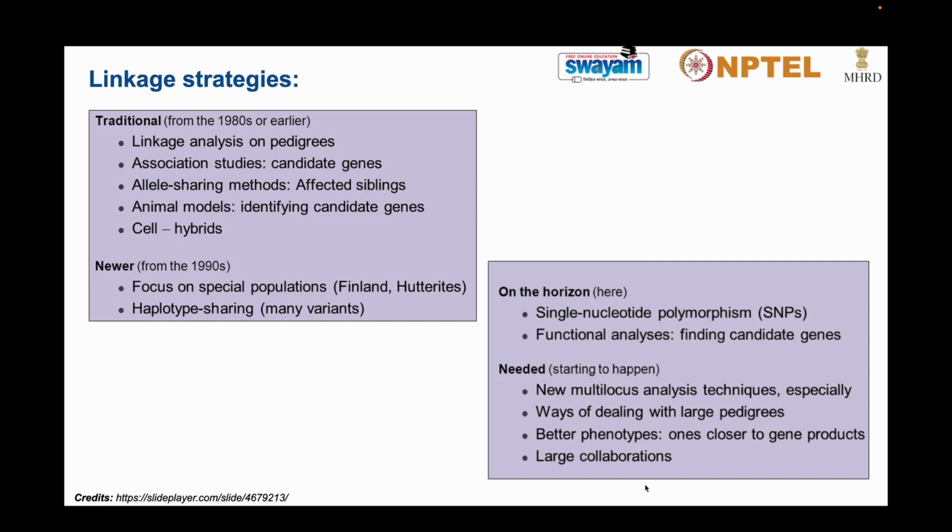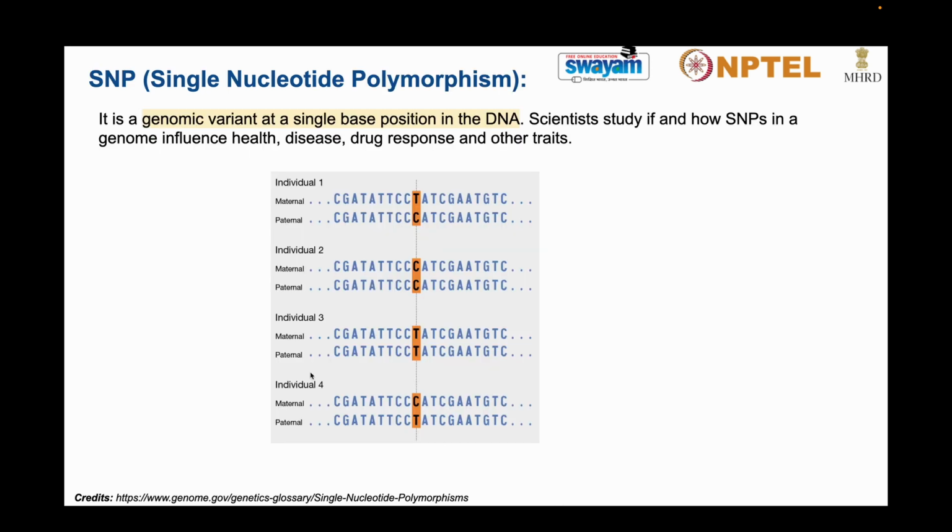So now in a short time we can see new approaches coming up, but now let's discuss the variations, because we have studied the complex diseases. So now let's see what the variations are. One term that you have heard just now is the SNP, that is single nucleotide polymorphism. So what does SNP mean? It is a genomic variant at a single base position in the DNA. Scientists study if and how SNPs in a genome influence health, disease, drug response and other traits. As its name suggests, single nucleotide, it means the polymorphism that arises due to the change or variation of a single nucleotide.